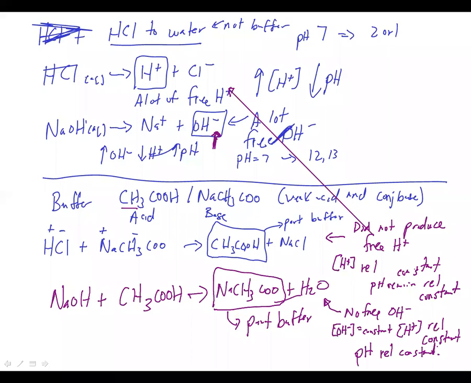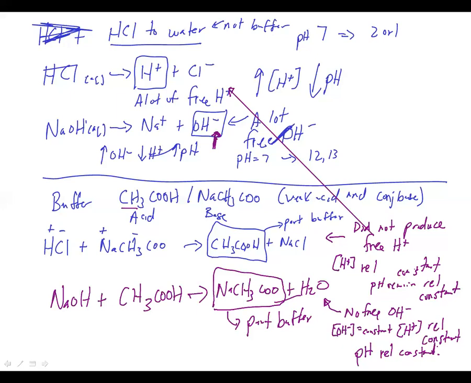So essentially how a buffer works is because it has both a weak acid and a conjugate base, or a weak base and a conjugate acid, it basically has both an acid part and a base part. When you add acid to the buffer, it will use up some of the base part and makes more of the acid part of the buffer. But most importantly, when you add an acid, you will not produce free H+. And because the overall concentration of H+ in that solution remains constant, the pH will remain relatively constant as well.